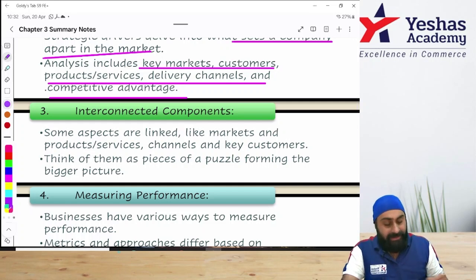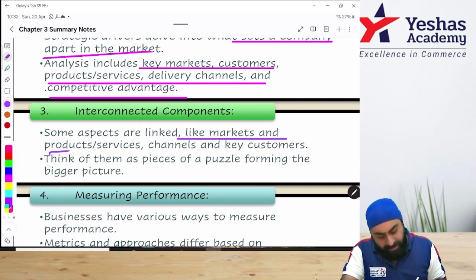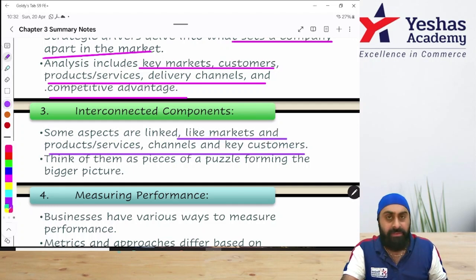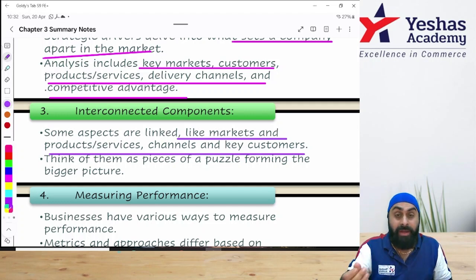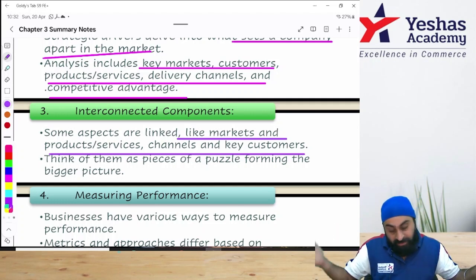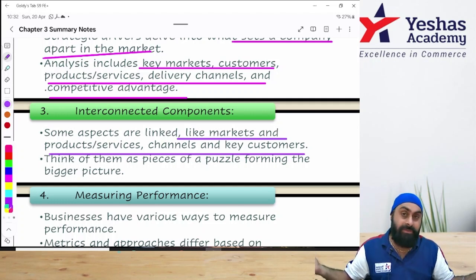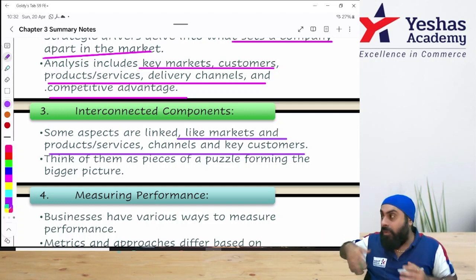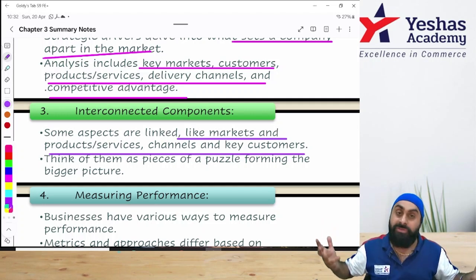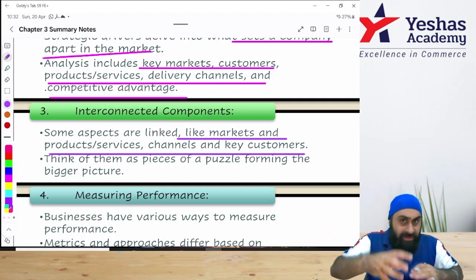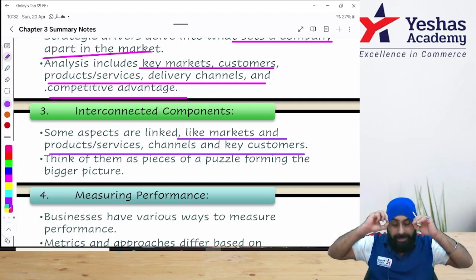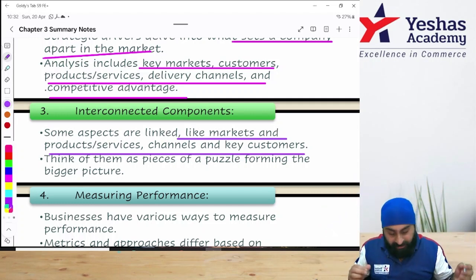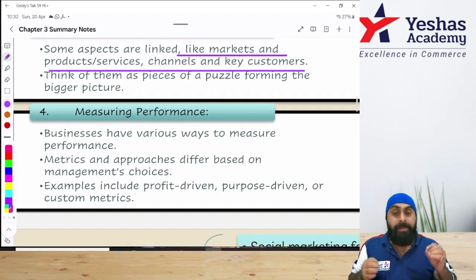Second, understanding interconnected components. Some aspects are linked, like markets and product services, channels, and key customers. They are only one part of each and everything. Markets, what do you have in markets? You have sellers and buyers. When you say sellers and buyers, you mean your company and customers. What are they there for? They're there for products and services. How does your product reach them? Through what are called distribution channels. So if you see, everything in that organization is linked together. Think of them as pieces of a puzzle forming a bigger picture. Yes, obviously.